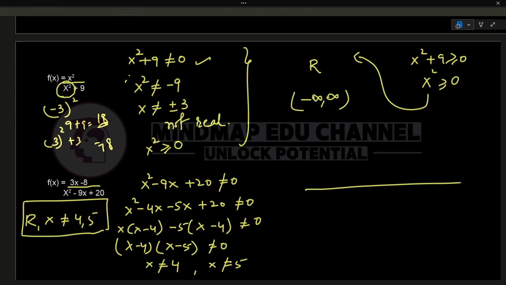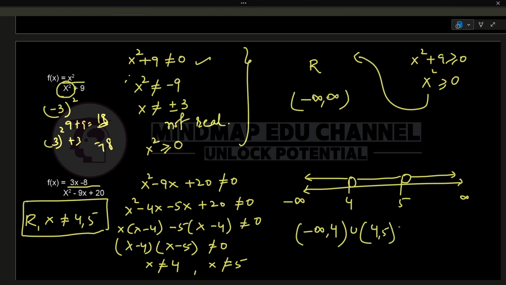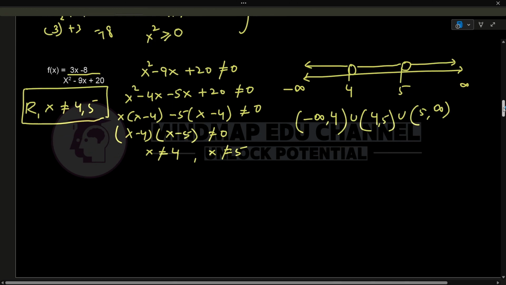Now, let's check interval notation. So, here is 4, here is 5, from minus infinity to infinity, an open circle here because these numbers are not included. Other than these two numbers, all other numbers are included in the domain. Therefore, the domain will be minus infinity to 4, union 4 to 5, union 5 to infinity. Clear? So, this was how to find the domain of rational functions.